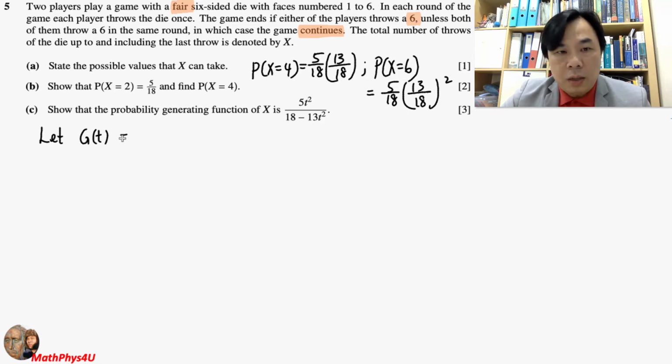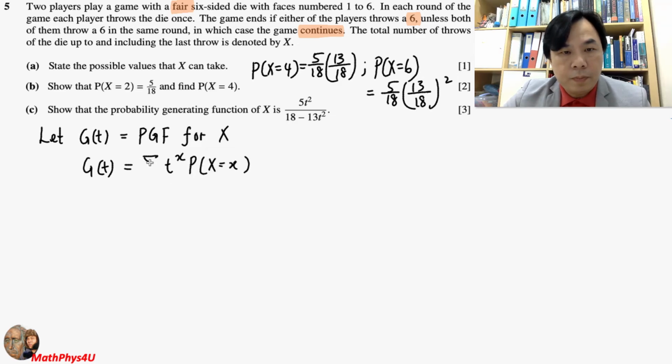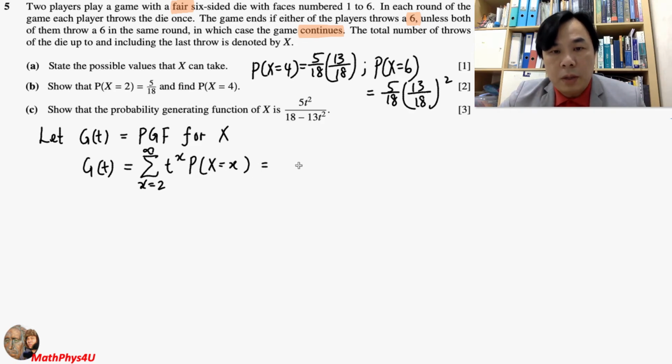Okay, so before we start, let me define my G(t) as the probability generating function for X in this case. I just make it short here. And then by definition, the probability generating function for X is given in a compact form as such. And then the X values for our example in this case start from 2 and then go up to infinity, right? Now you can write it in the explicit form as such.